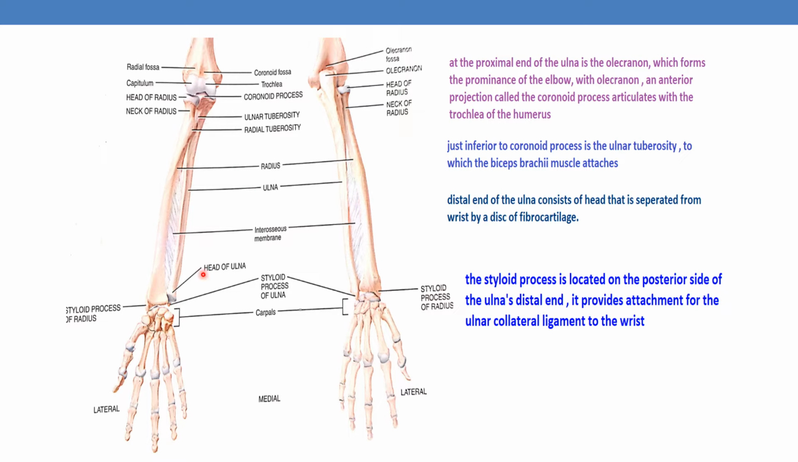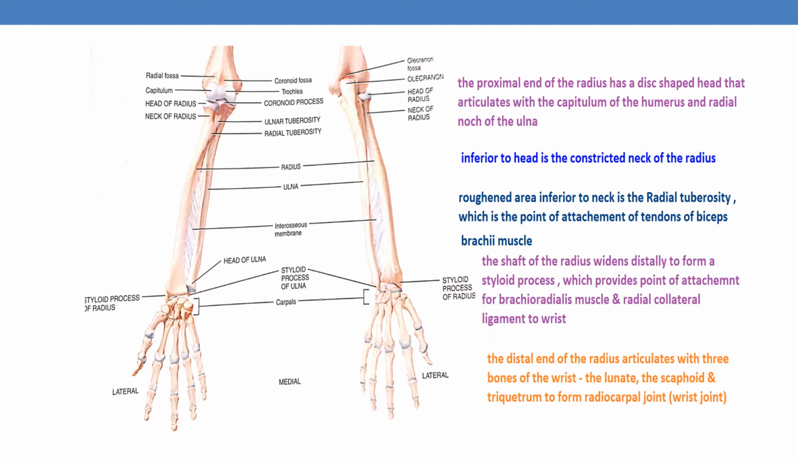And the next is the distal end of the ulna. It is composed of the head, that is separated from the wrist by fibrocartilage. And next, on the posterior side of the ulna's distal end is the styloid process of the ulna. The styloid process of the ulna is the point of attachment for the ulnar collateral ligament to the wrist.